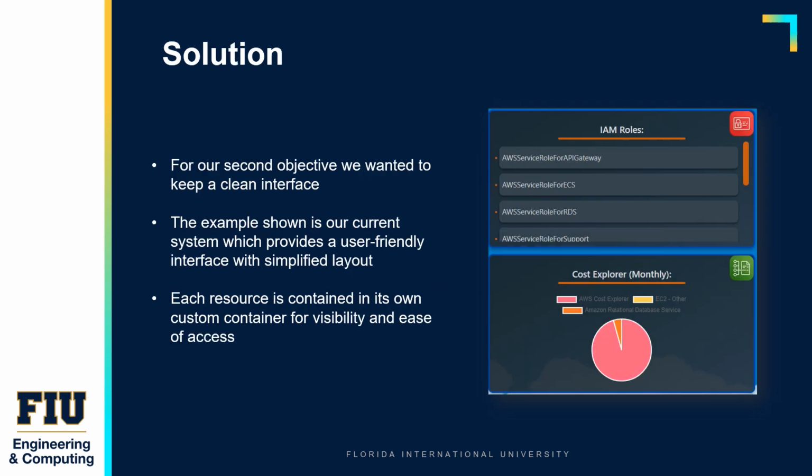For our second objective, we wanted to keep the interface as clean as possible. Here is an example of two of the resources shown. These are the IAM roles and the cost explorer. These resources are contained in their own containers and shown in a grid system for easier visibility.